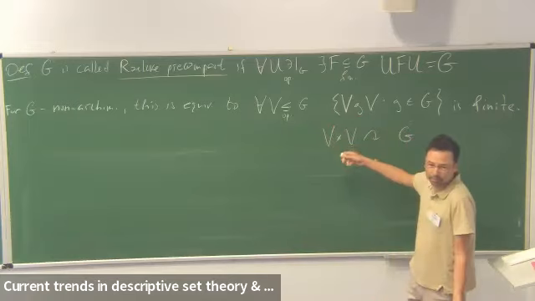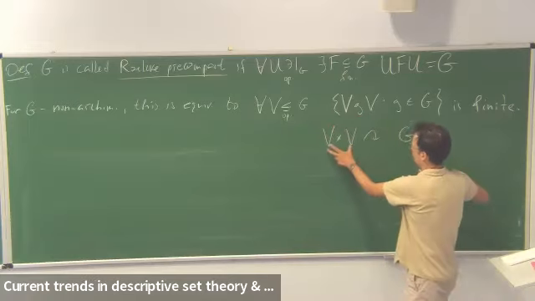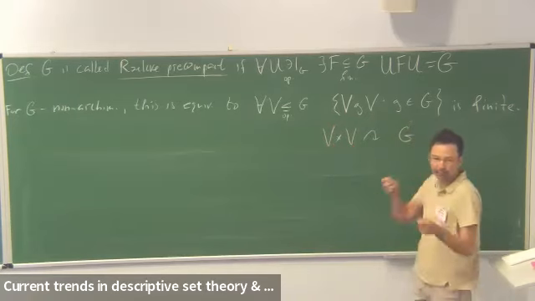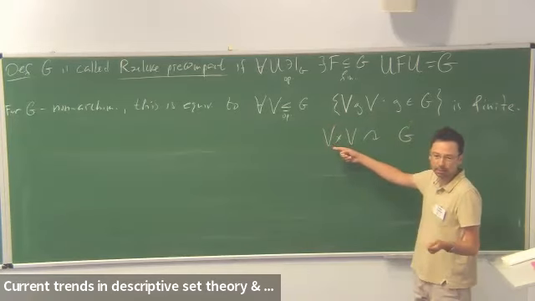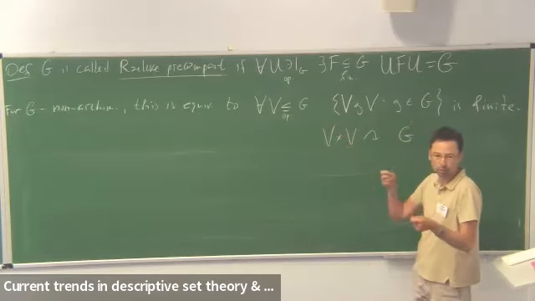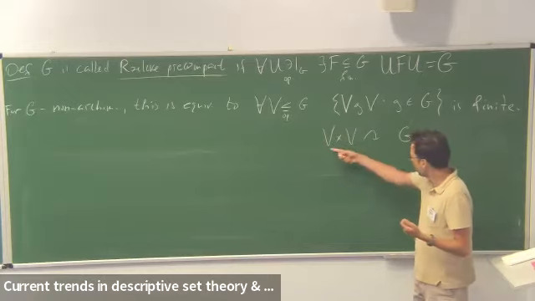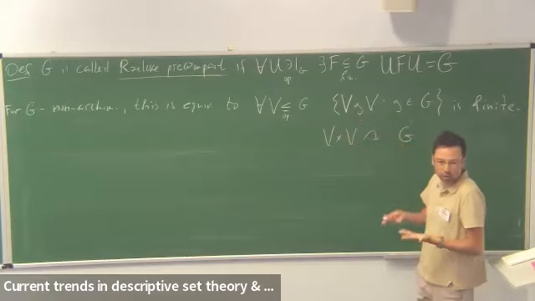V is just an arbitrary subgroup, and then V times V acts on G by left and right multiplication. The left copy acts by left multiplication, and the right copy acts by right multiplication. Of course, on the group, left and right multiplication commute. So you get an action of this, and a double coset is just an orbit of this action.